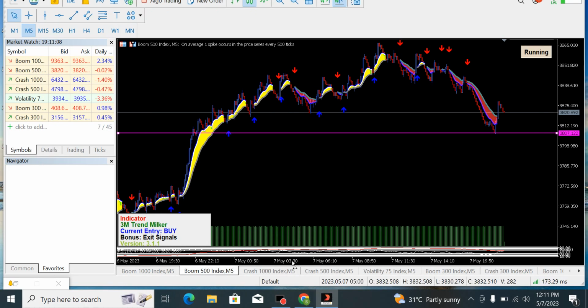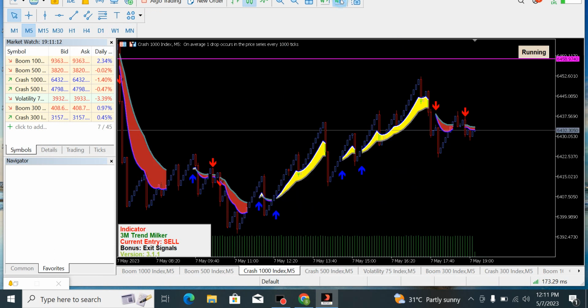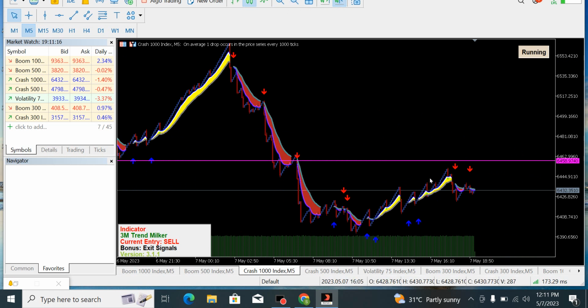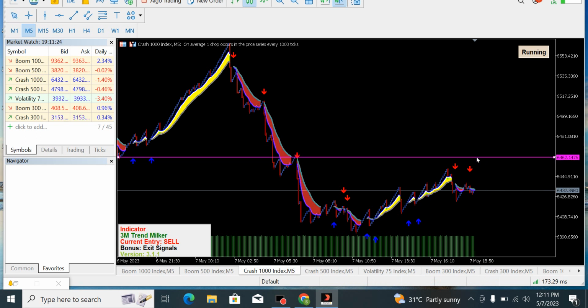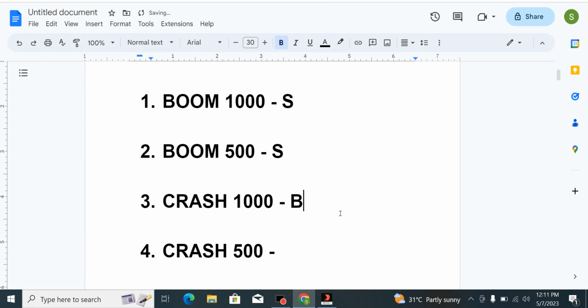So the next asset is going to be Crash 1000. Let's check it out right away. This is Crash 1000. This had been on a downtrend for long, and of course it's going back on an uptrend at the moment. Okay, so it will be buying more, but here is a resistance zone. Around here we've got a resistance zone which it needs to break out from. Okay, so this will be buying more right from there. So this is going to be giving us more of a buying opportunity than a selling opportunity.